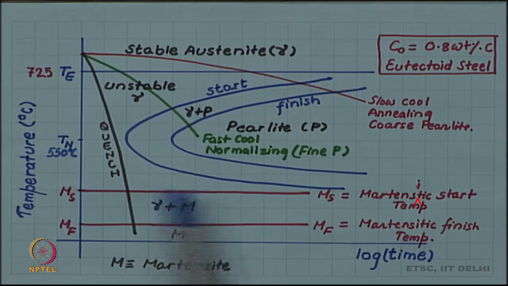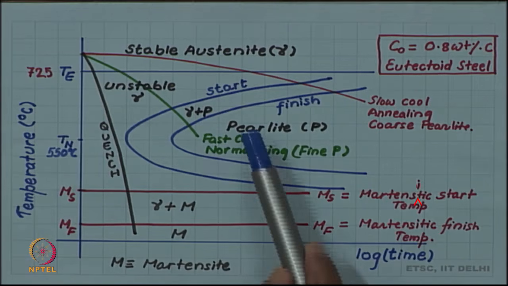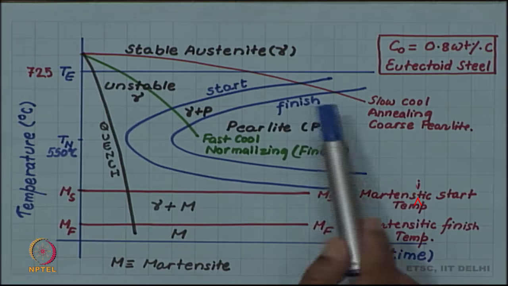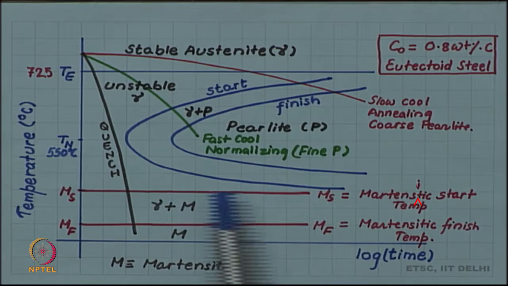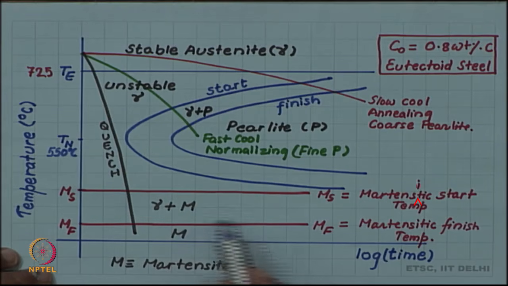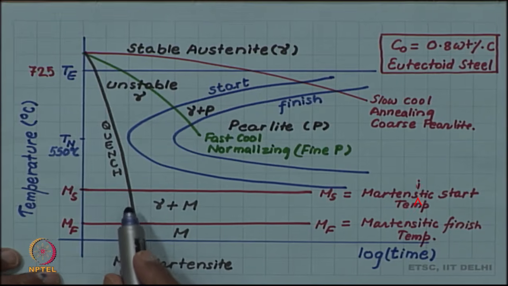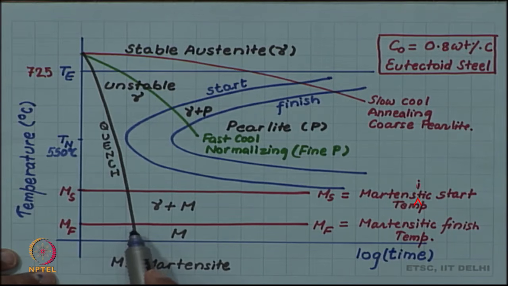One difference you are immediately seeing between the pearlite transformation and the Martensite transformation is that for pearlite transformation I was having a C curve, for Martensite transformation I am having a horizontal line. This is because in Martensitic transformation the amount transformed is independent of time. Now, although our x axis is time, time plays no role in the transformation of Martensite. So, the amount of Martensite transformed depends only on temperature.